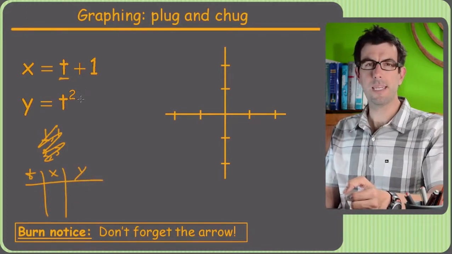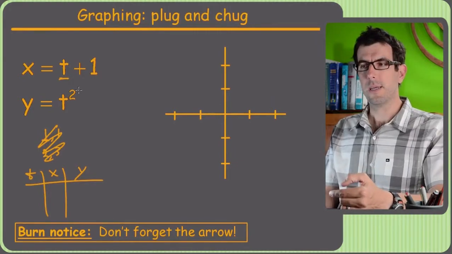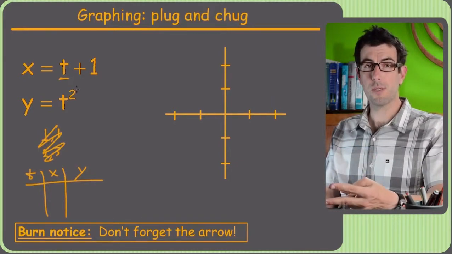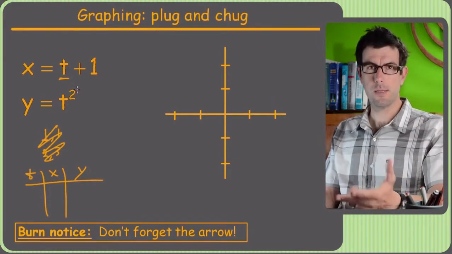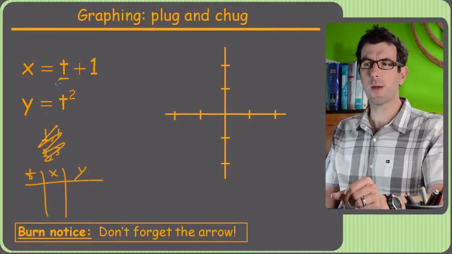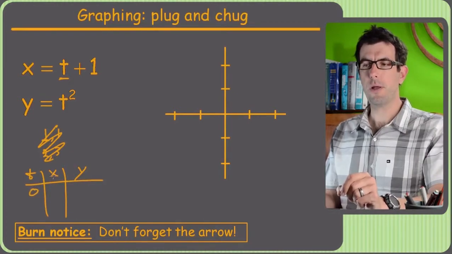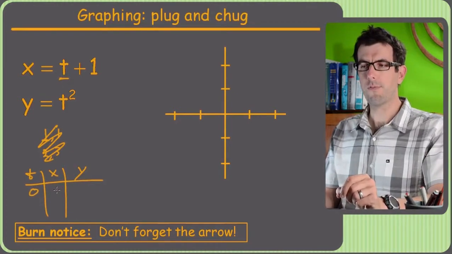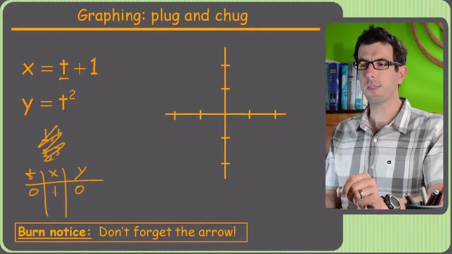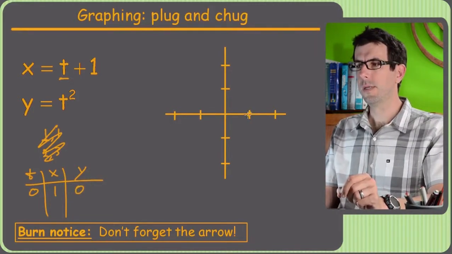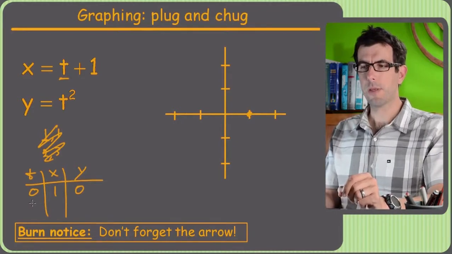But the point is that to get an idea of what the thing looks like, your options are convert the parametric equations to a rectangular equation, which you might recognize. Like this one has a t squared in it, so I'm pretty suspicious it's a parabola, but we'll see what happens. Let's try plugging in 0 for t. Then we get 1 for x, and we get 0 for y. All right, so the point 1, 0 is on the graph. Let's try plugging in 1 for t. 1 plus 1 is 2, and 1 squared is 1. So we got the point 2, 1.